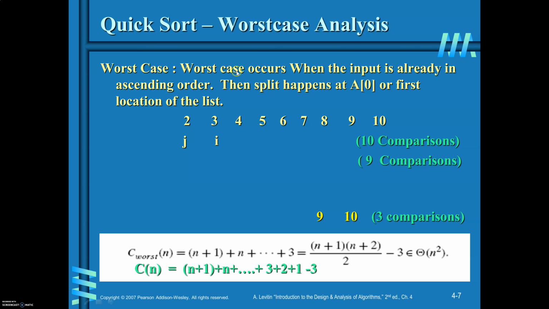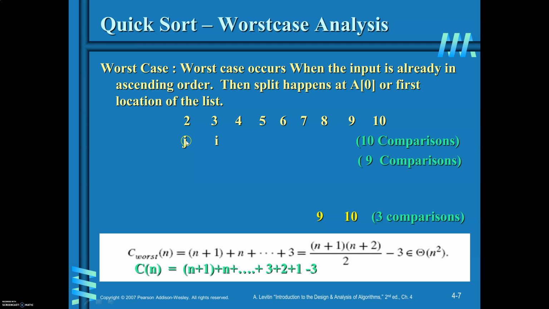Then in QuickSort we'll see how the worst case will work. Whenever the elements are already in ascending order, if you give the input in ascending order, then this is the example for worst case. So 2, 3, 4, 5, 6, 7, 8, 9, 10 is being taken here.